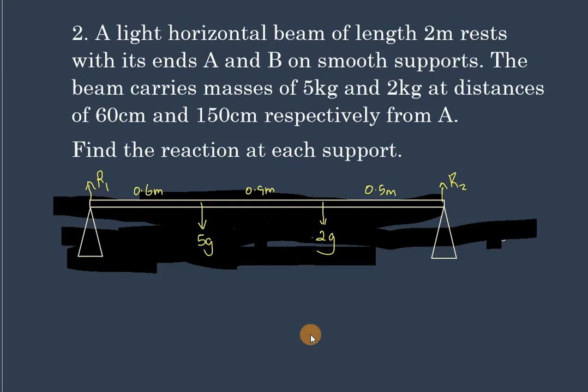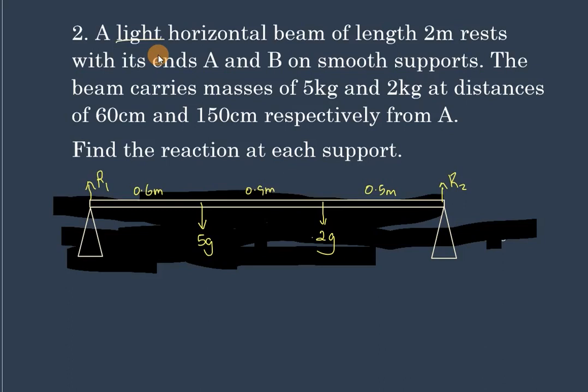This one is the analysis of the diagrammatic version of this thing. A light beam: this word is not for fun. Whenever they tell you that a beam is light, it means that its weight can be neglected. We are not going to consider its weight because it's a light beam. So in mechanics, particularly if they talk about something being light, it means that it bears a negligible weight.